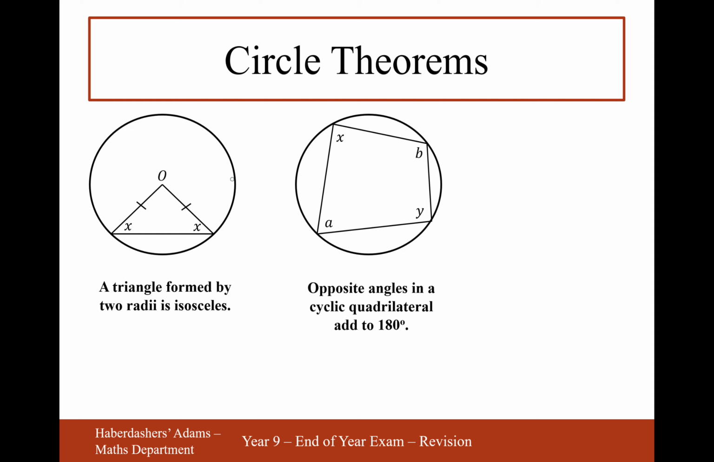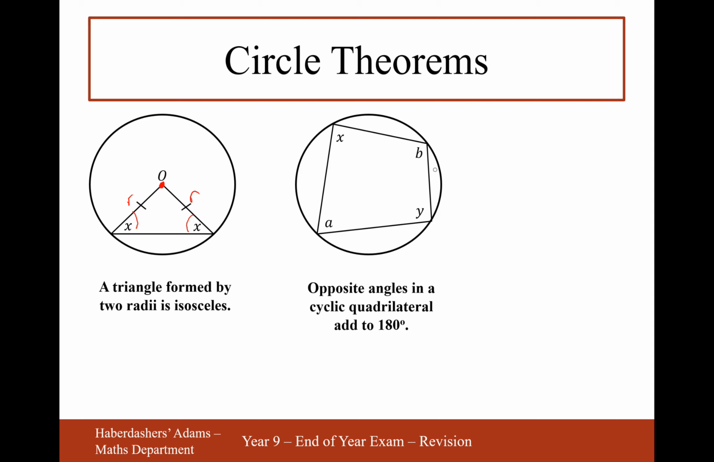We have the first circle theorem here, which is that an isosceles triangle is formed when you use two radiuses and then a line that connects those two radiuses at the circumference together. And the rule here is that the angles are equal inside those isosceles triangles. So we've got two equal angles here if you've got two radiuses. You know that you've got a radius if you've got a line that goes from O, which is referred to as the origin, to the circumference.